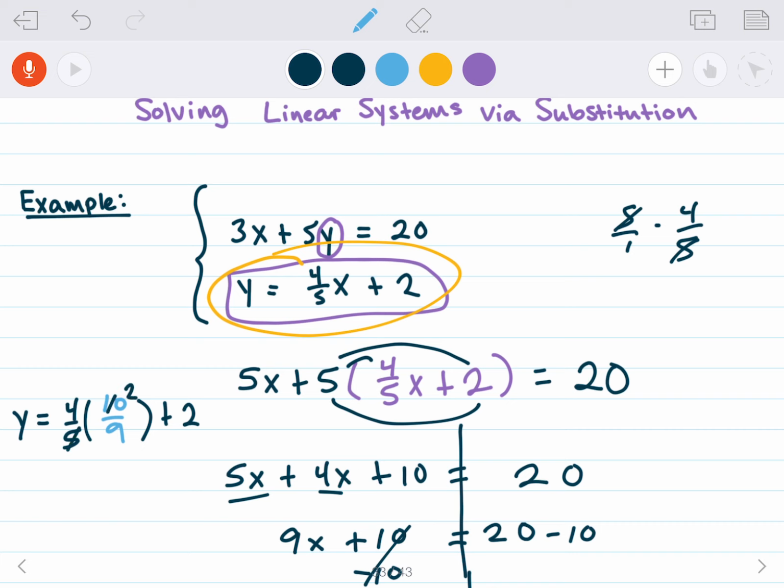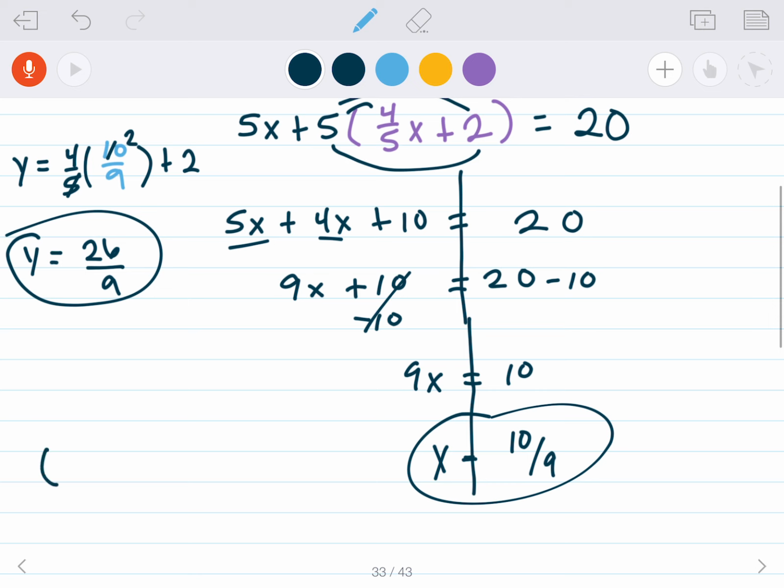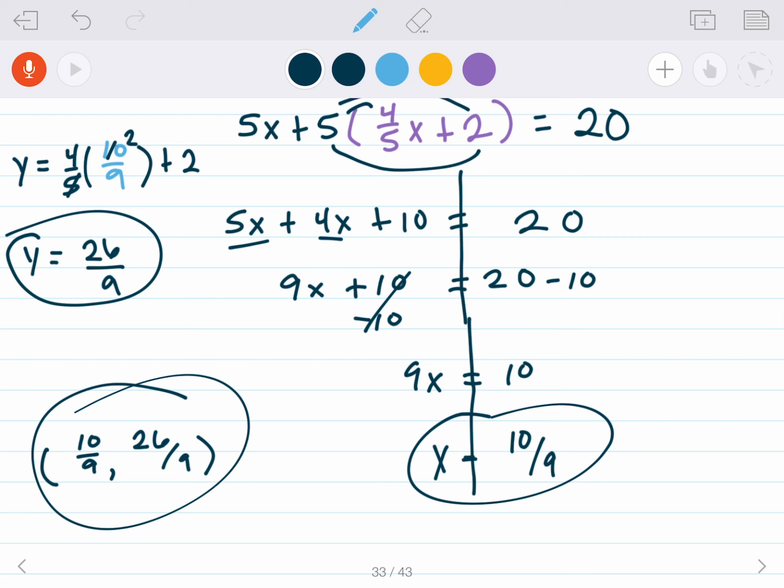Okay, so let's see. You can put this in Desmos if you want. It doesn't matter. I have 4/5 times 10/9 plus 2, and I get 26/9. Okay, so that's my solution. I have x is equal to 10/9 and y is equal to 26/9. That's my answer.